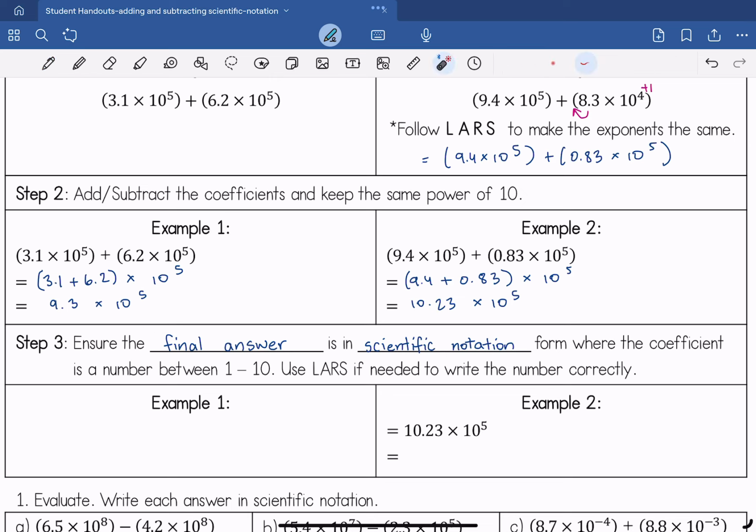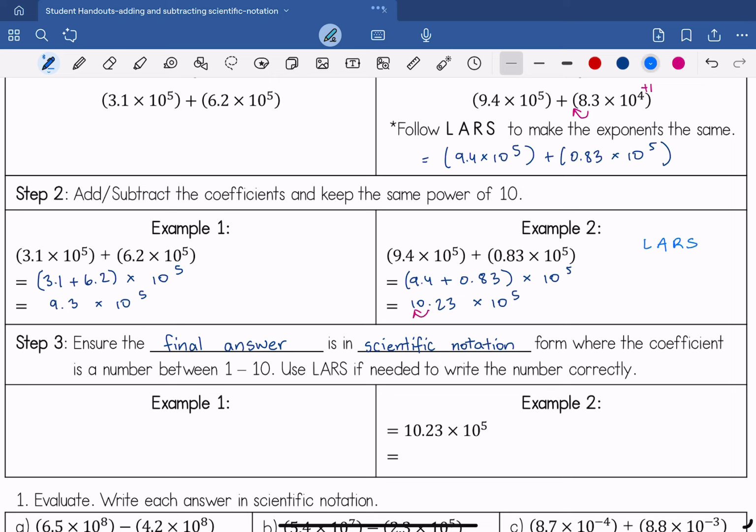Ensure that the final answer is in scientific notation form, where the coefficient is a number between 1 and 10. Use LARS if needed to write the number correctly. If we look at the first example, the coefficient is 9.3. There's one digit right before the decimal point, so that is in scientific notation. If we look at example 2, we have 10.23. So we need to change this 10 to a 1, which means we need to move the decimal point one space to the left.